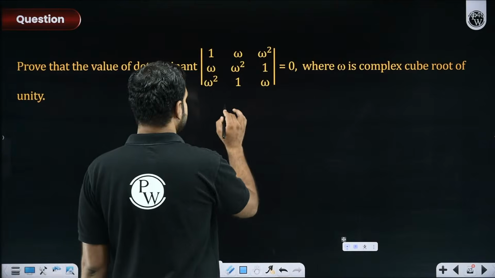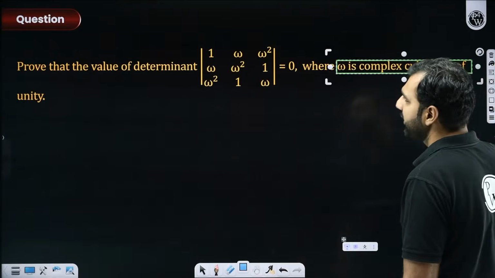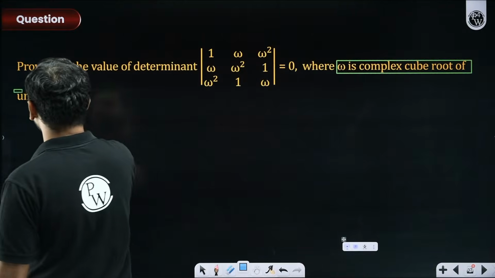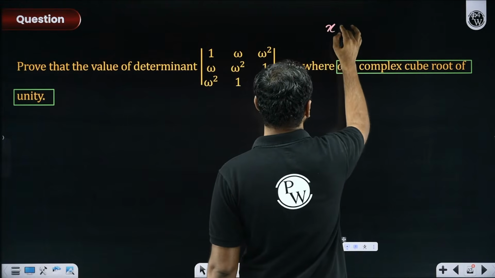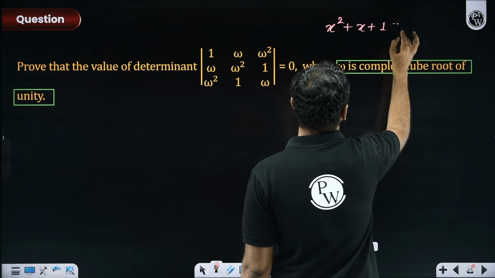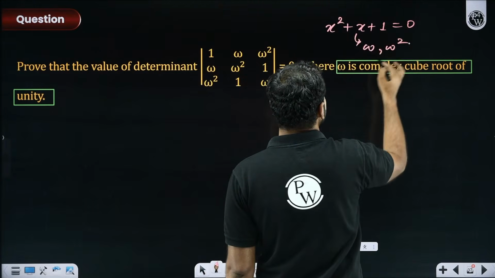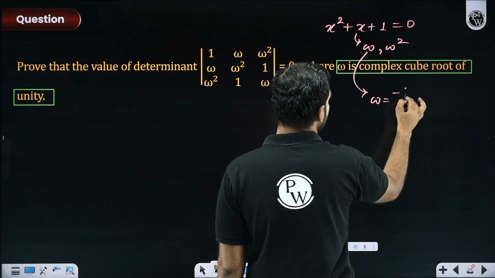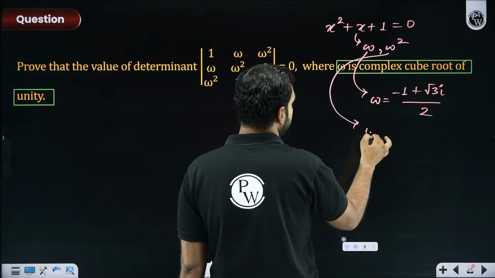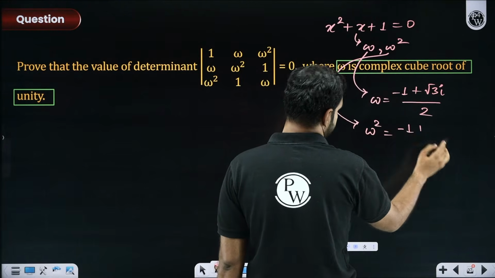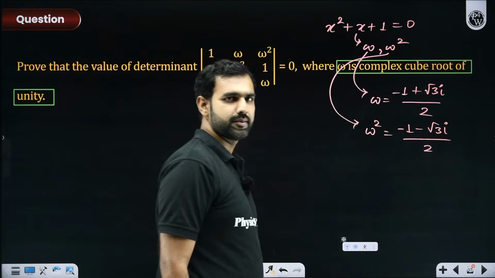I hope everybody is realizing that if omega is a complex cube root of unity, what does it mean, students? Does it not mean that omega here is a root of this equation x square plus x plus 1, which when solved gives you two roots, omega and omega square. They are simply symbols. We usually denote omega by (minus 1 plus root 3 iota) by 2 and omega square by (minus 1 minus root 3 iota) by 2. Do you remember these two results?